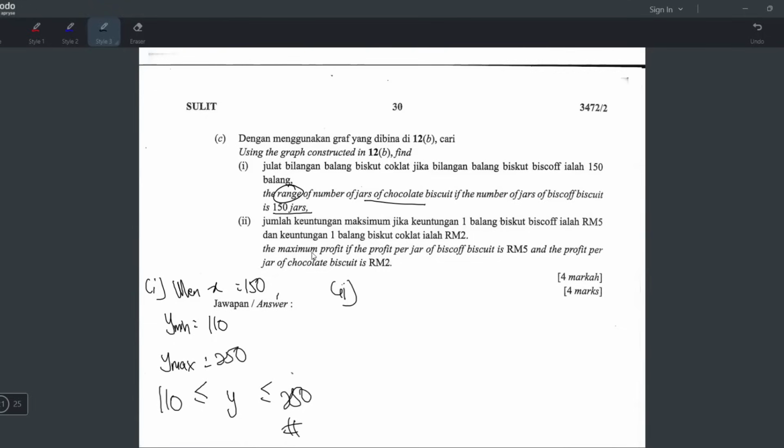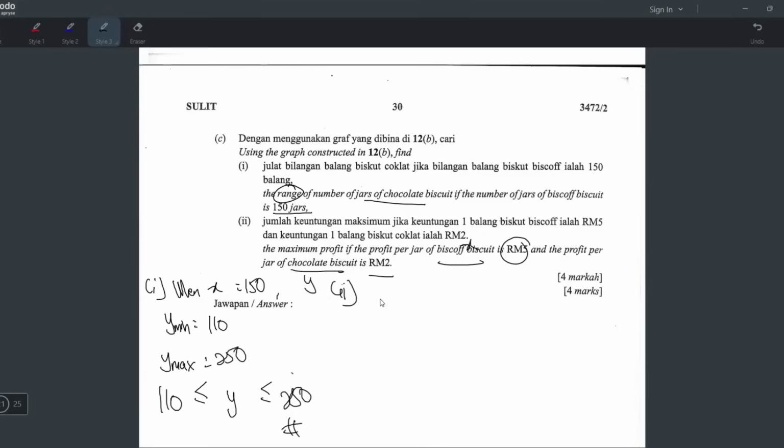Okay, C2: find the maximum profit if the profit per jar for Biscoff is 5. Biscoff is X, and the profit for chocolate Y is 2 ringgit. So this is the famous question we all know, right? Whenever we do linear programming, there's always one question like this, where they ask you to find the maximum total profit, and then you have to draw the dashed line, slide the line, and take the answer at the corner.